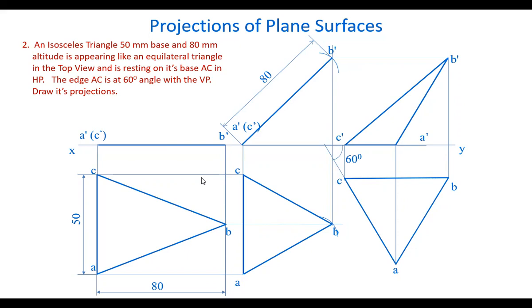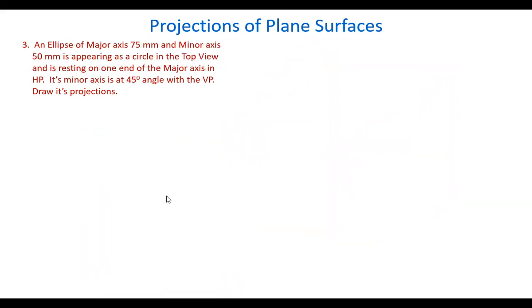Let's see another typical problem. An ellipse with major axis and minor axis given is appearing like a circle in the top view. When that happens, its major axis must be making an angle with the HP.